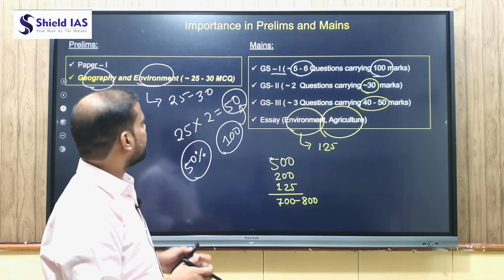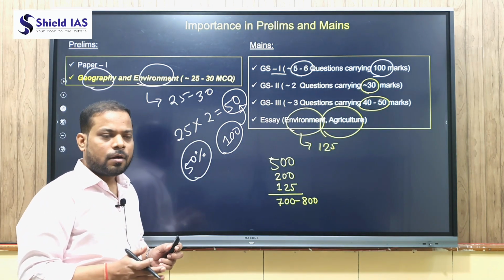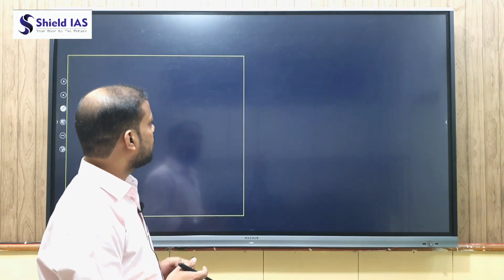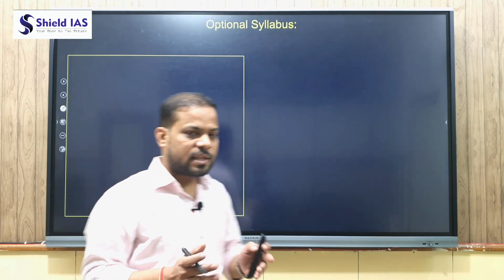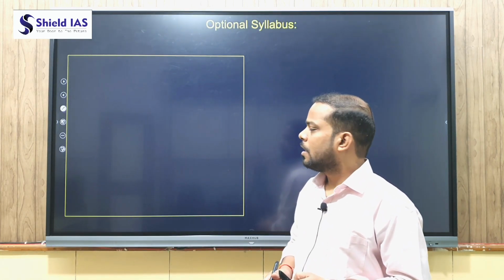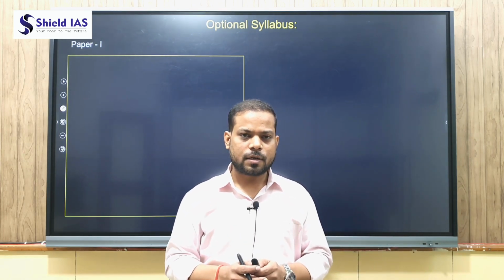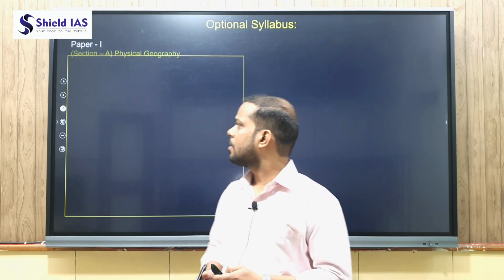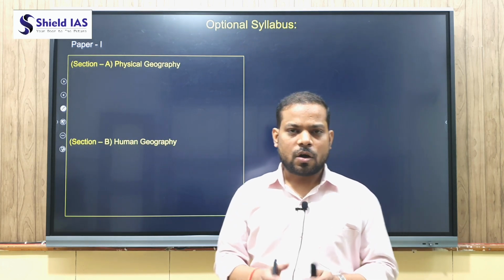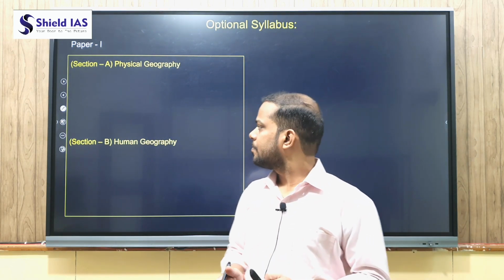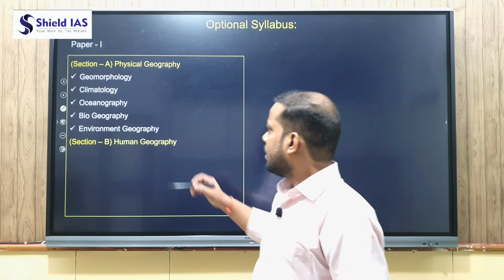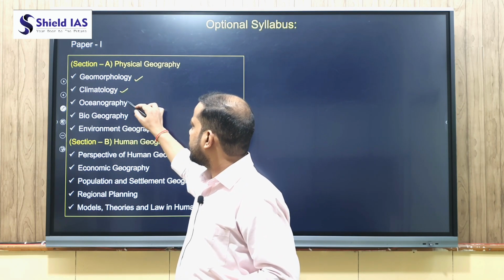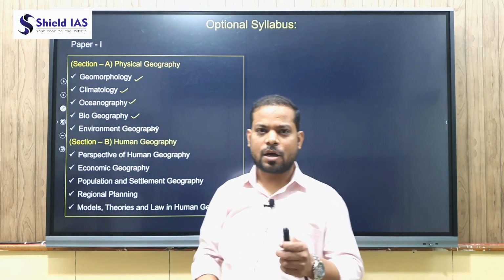So this is the information we have seen on how geography plays an important role in prelims as well as mains. Let us see what the syllabus is in geography optional. As I said, there are 2 papers in geography optional, paper 1 and paper 2. Paper 1 is all about theory and concept, and paper 2 is all about application of the theory. In section A of paper 1, we have geomorphology, climatology, oceanography, biogeography and environmental geography.